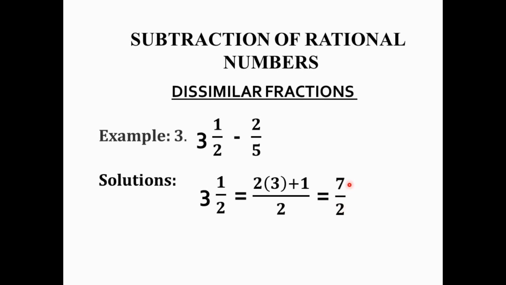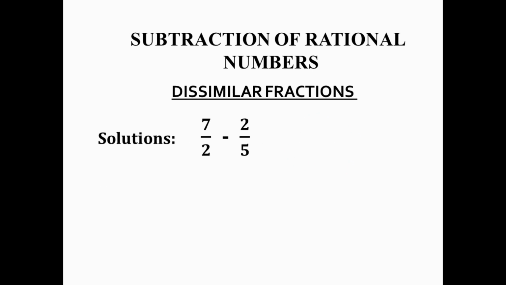Okay, so we will now make use of this fraction, 7 over 2, instead of 3 and 1/2. Alright, so 7 over 2 minus 2 over 5. Then after this, we will make the two fractions similar. Alright? So in this case, guys, we cannot find any number to multiply from 2 to obtain 5. So in this case, we will make use of the LCD, or the least common denominator. And the least common denominator is 10. Right? So this is what we call the LCD.